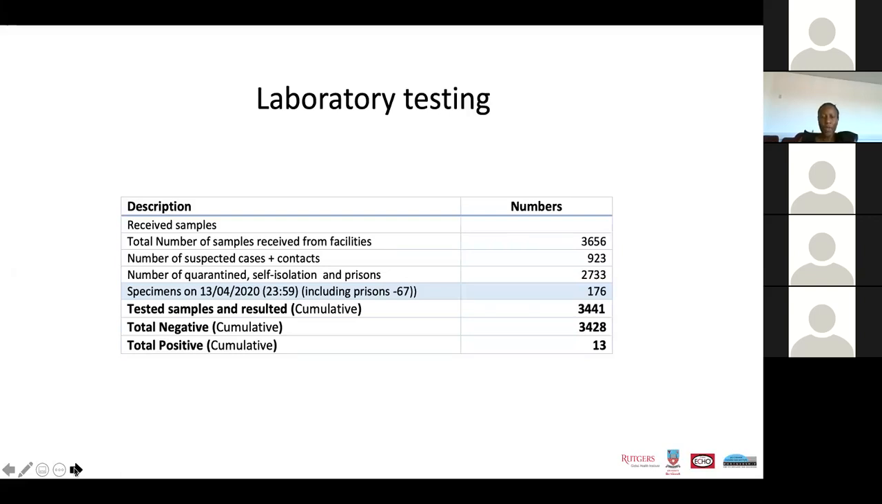The specimens on the 13th of April, including the 17th, including the 67 prisoners who were tested, were 176. So tested samples and resulted cumulative were 3,441. Those that were negative were 3,428, and the total positives were 13. Like I said, they are not up to date as of today, as we had 2 more cases today. I think that's the end of my presentation.